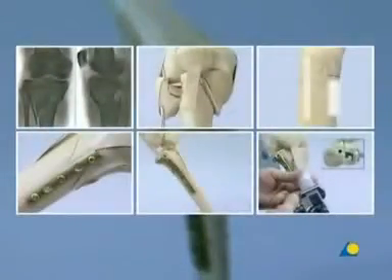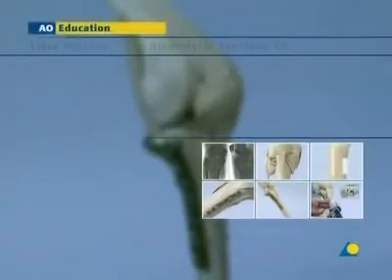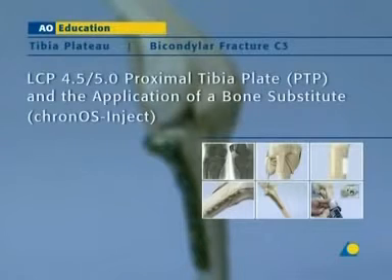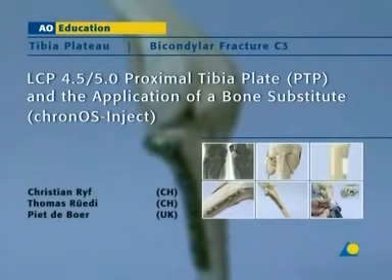Fixation of a bicondylar fracture of the tibial plateau using the LCP 4.5, 5.0 proximal tibia plate, or PTP, and the application of a bone substitute, in this case Chronos Inject.